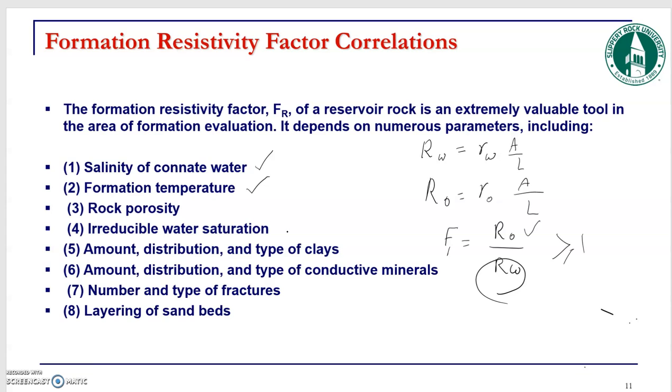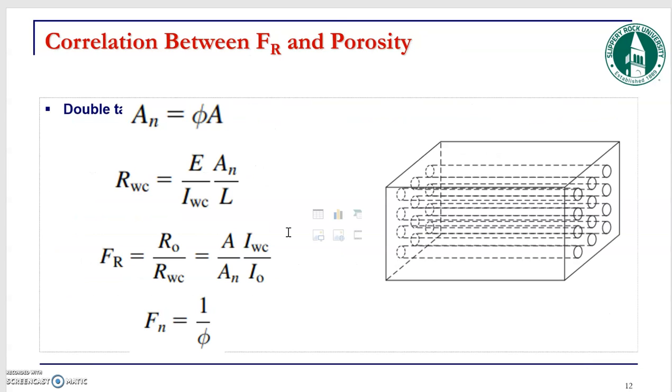If you have fractures, of course, or some other type of conductive minerals inside your rock, then it will change your formation resistivity factor. Now, let's look at some of these parameters. The first one we want to look at is the porosity.